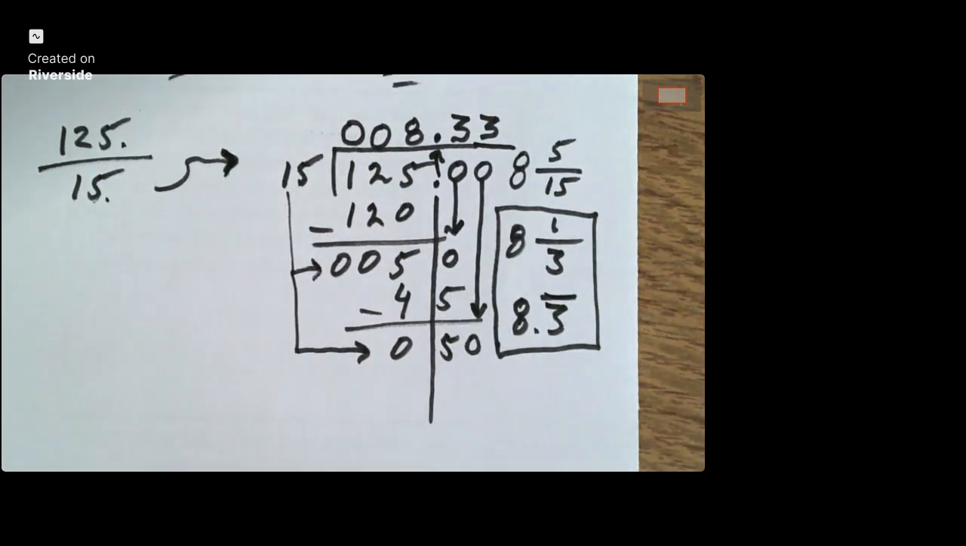So there you go. There's long division by hand and getting a repeating decimal answer. Hope that helps.